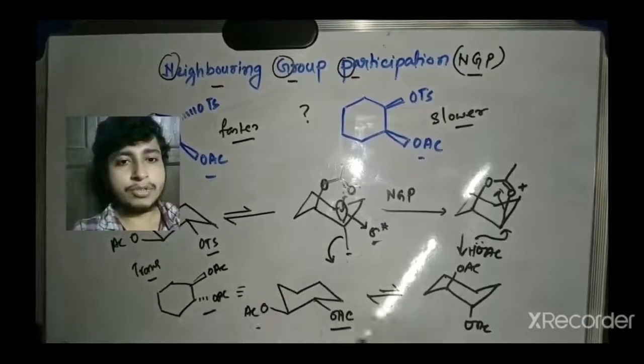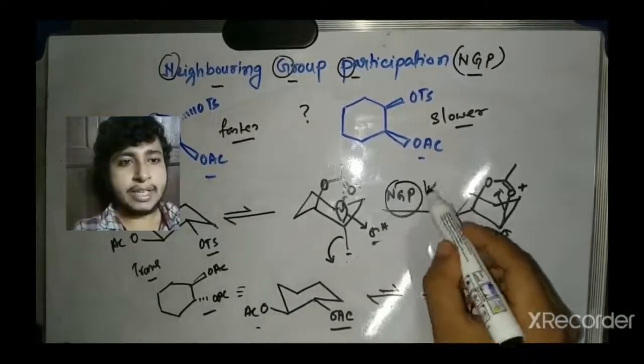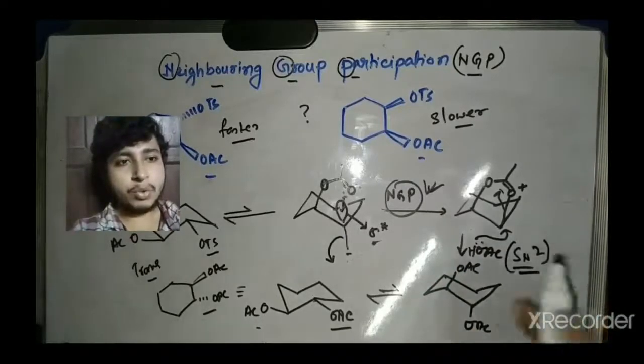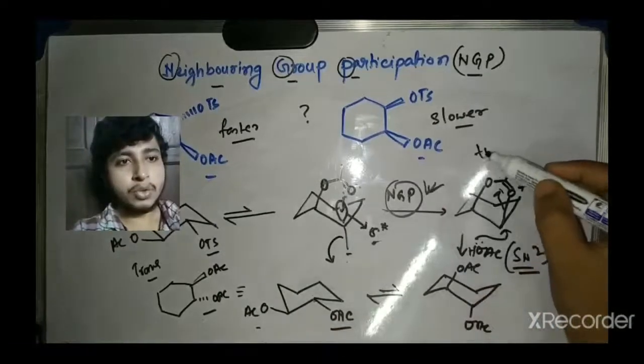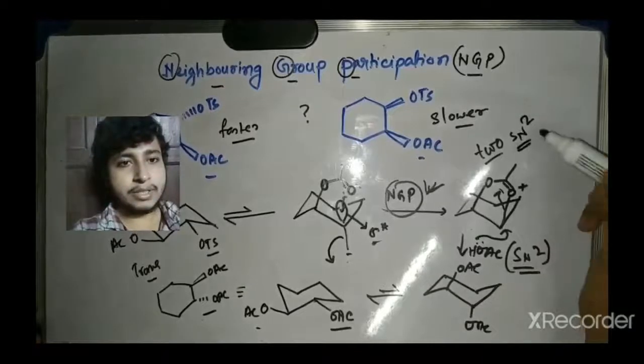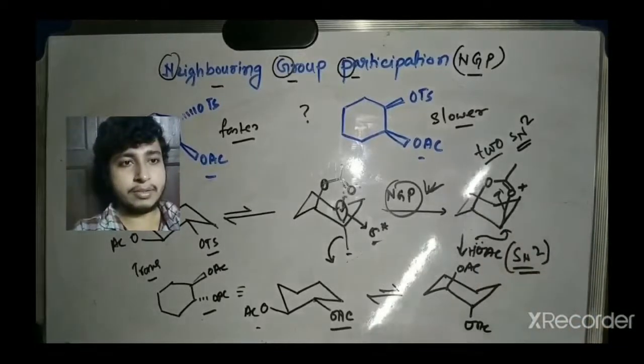So this is a trans geometry. In this case, this NGP will take place, that is an SN2 type of reaction, intramolecular SN2, and this is another SN2 that will take place. So two sequential SN2 reactions will take place in this reaction, and the NGP will take place.